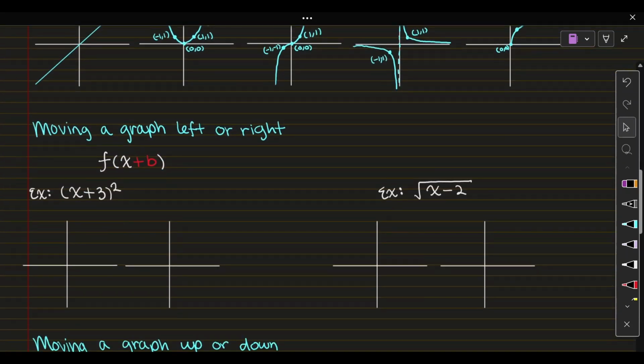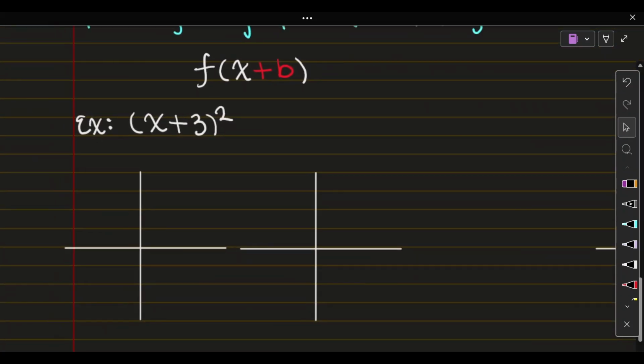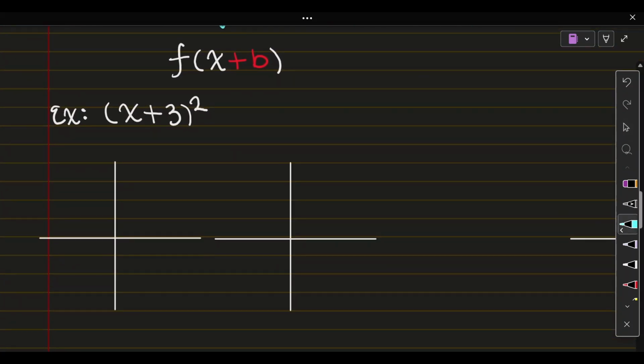So if we want to move our graph left or right, we add b inside the parentheses of the function. What that looks like is, for the example, let's look at this first example, (x plus 3) squared. Our parent is x squared, right?